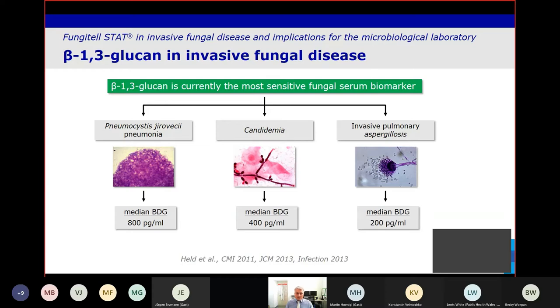The reason is that the amount of BDG released by the fungal infections is different. What we can measure in the serum is very high in Pneumocystis pneumonia, with a median of 800 picograms per ml. For comparison, the cutoff of the classical Fungitell assay is 80 picograms per ml, so the median BDG concentration is 10 times above the cutoff. In candidemia the median BDG concentration is lower, around 400 picograms per ml, and in aspergillosis it's 200 picograms per ml. This is the reason why the sensitivity of BDG in these fungal infections is different.